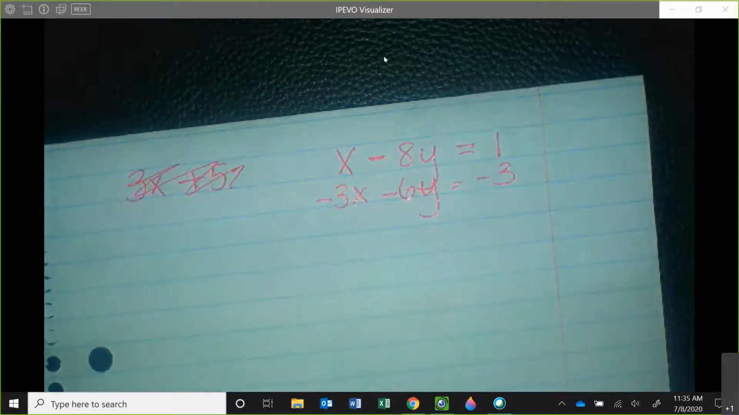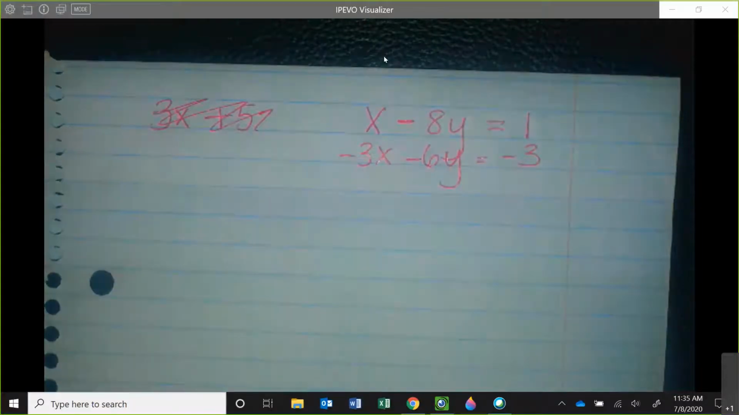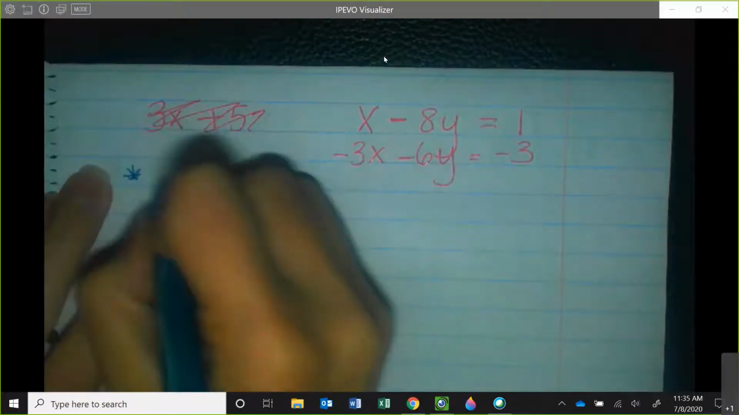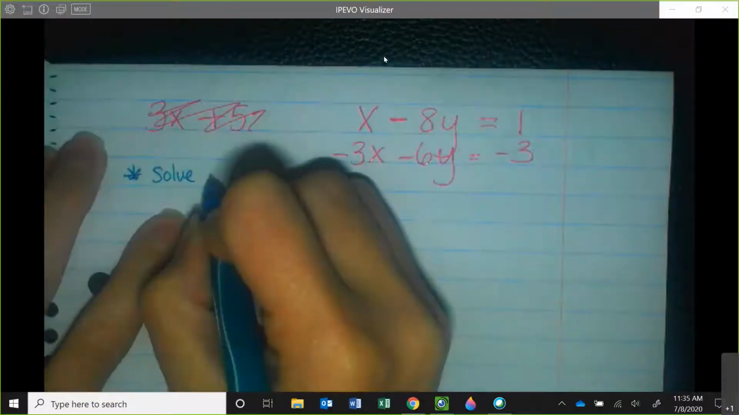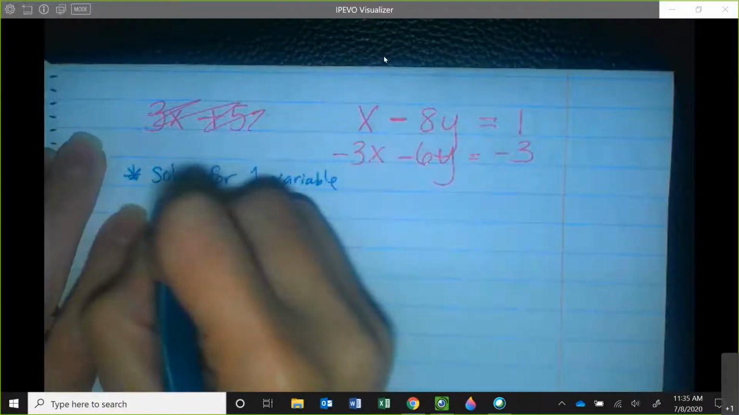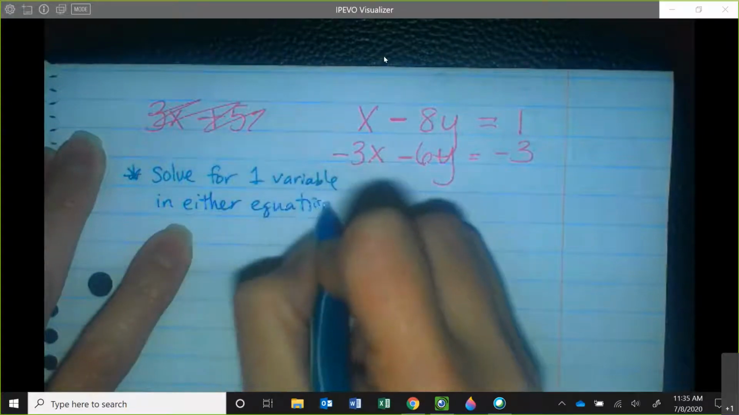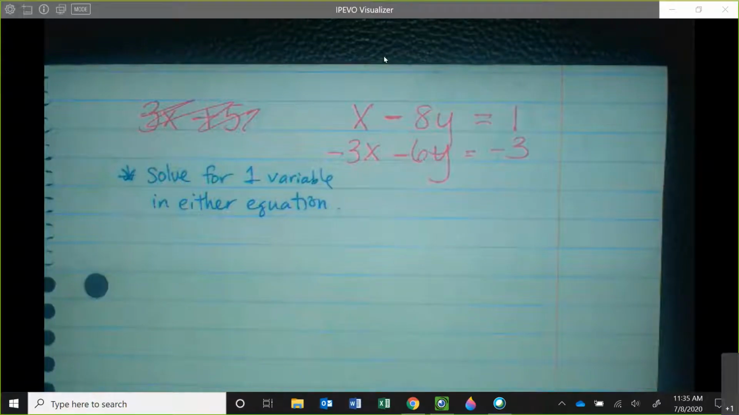So let's take a look at this equation here. So we don't have such a nice y equals problem, right? And so what we want to do is solve for one variable in either equation. I don't care which equation you use, but you want to find the one that makes the most sense to solve for one of our variables.